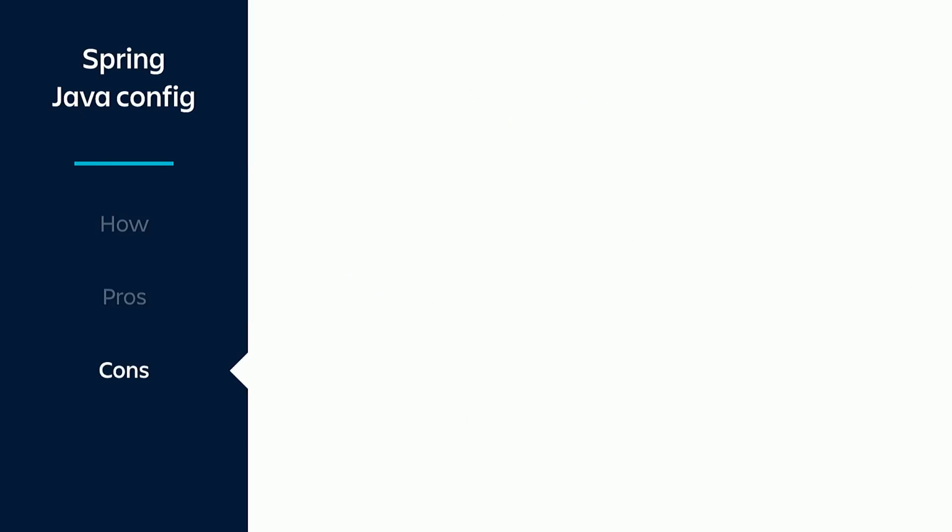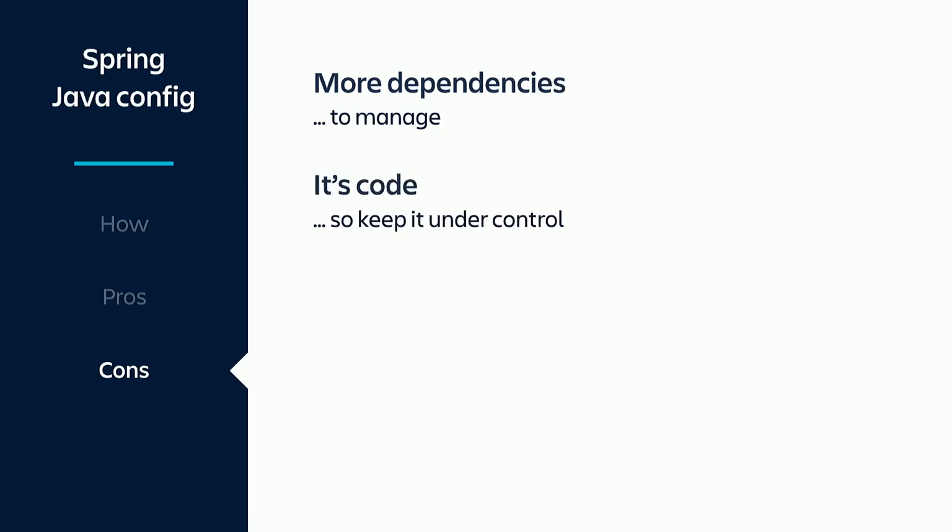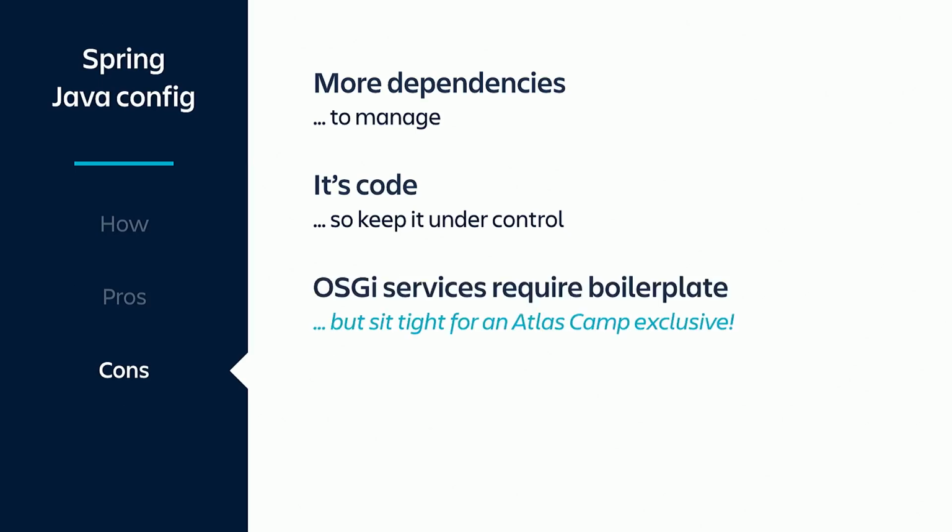Okay, everything has its downsides, I guess. One downside, and it's not really a downside, but you have more dependencies to manage. If you're going to write more code, you're going to have more dependencies. There's no getting around that. It's still code, so you've got to keep it under control. Don't go nuts, and don't make your classes super long, or put too many methods in one class, or too much logic within a bean method. I mean, that's just basic software engineering.